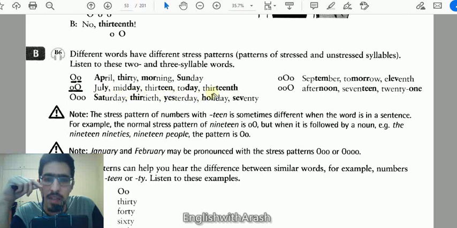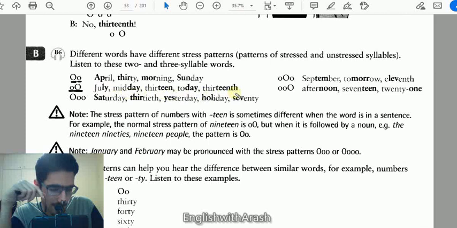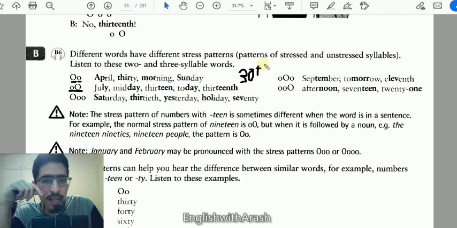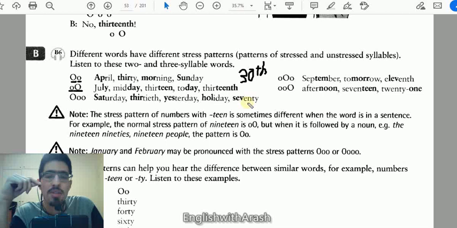13th, 13th and third. Yes, 30th. Sepit says that's 30th. That one is this one. 30th. Again, it's the same. Stress is on the first part. 30, 30th, 13, 13th. Stress is the same when you add th.